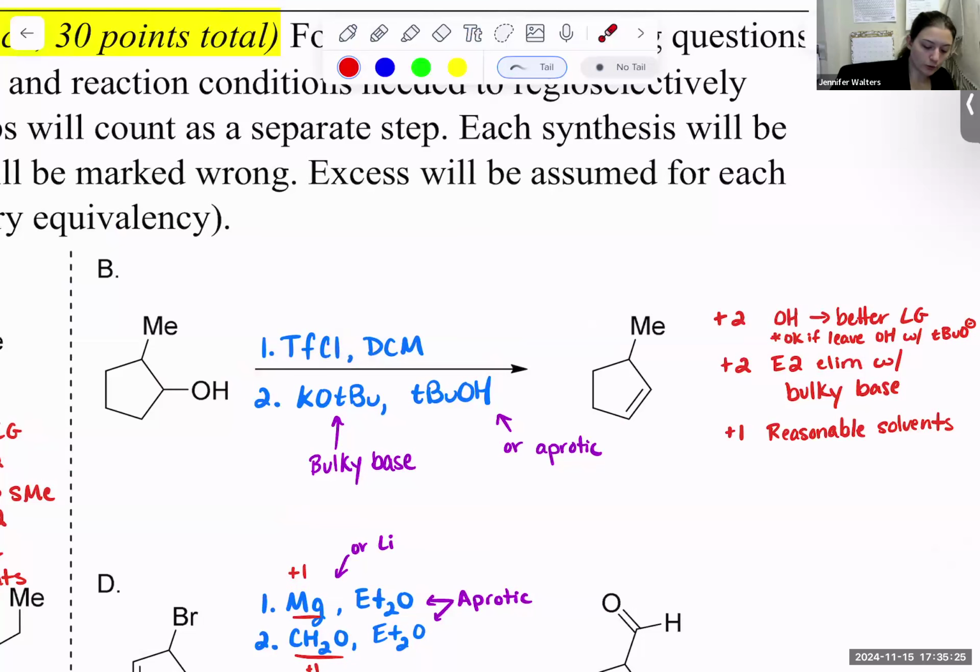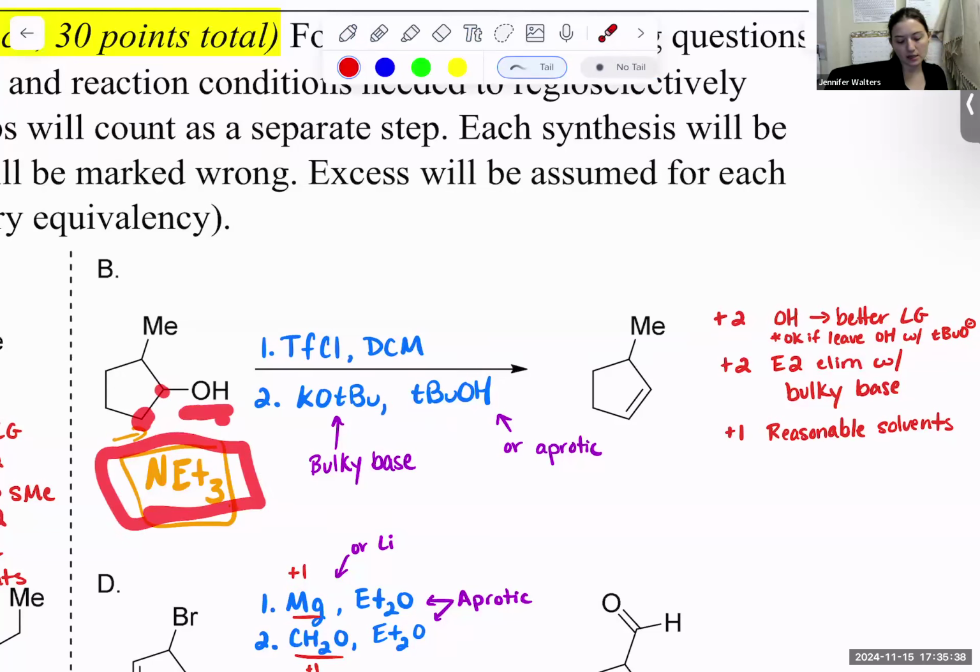So if you used triethylamine, that was your favorite bulky base, then that one needed an initial first step. You needed something to turn the alcohol into a good leaving group. So this would have only given you the 2 points from bulky base for E2, because that needed to have the alcohol become a good leaving group in order to facilitate that. So that's what I was hoping that you would recognize there, is needed to make the Hofmann product. So we needed a bulky base for an E2 elimination.